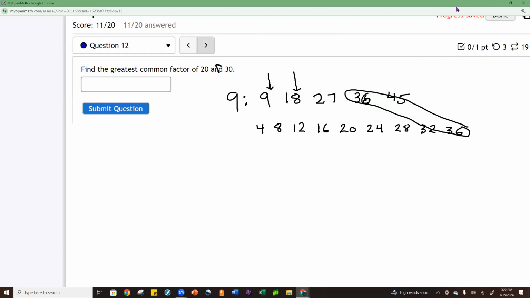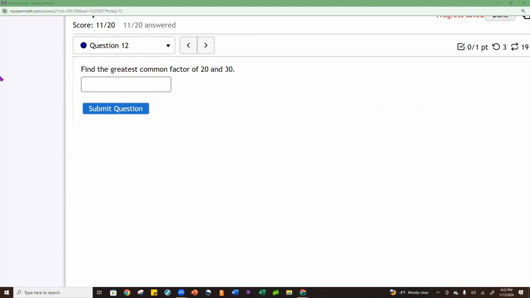Okay, this one is the greatest common factor. For greatest common factor, you're going to list the factors of each number, and you can use a multiplication chart and think of your divisibility rules if you're stuck. 2, 4, 5. So you're finding all the numbers that go into 20 and all the numbers that go into 30.